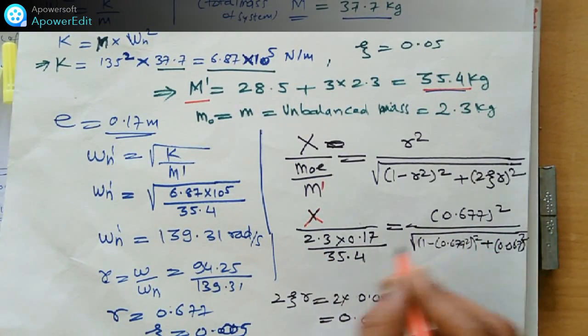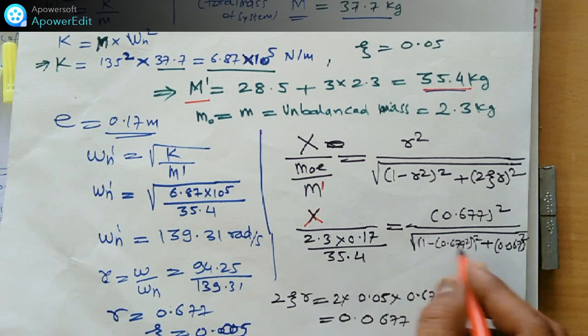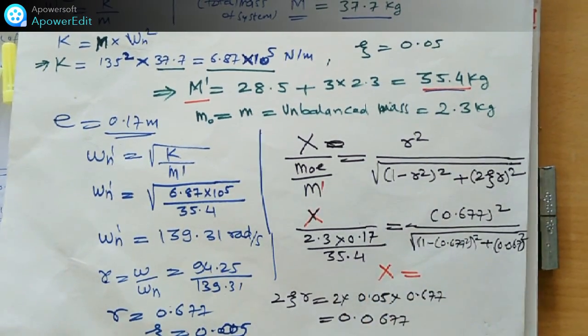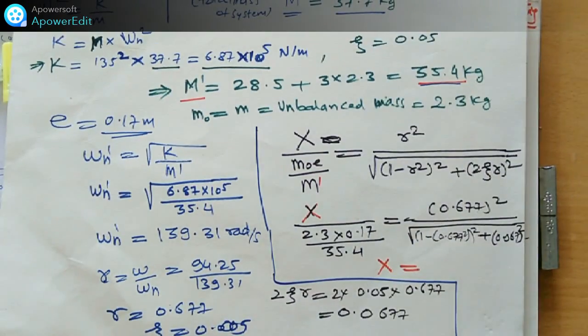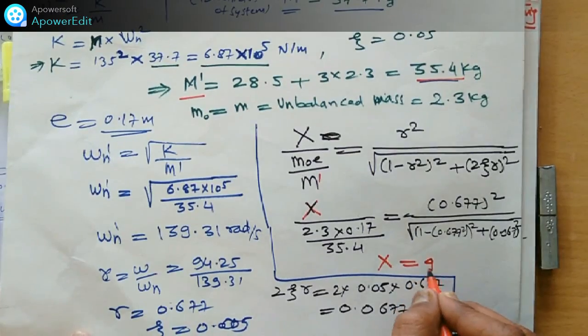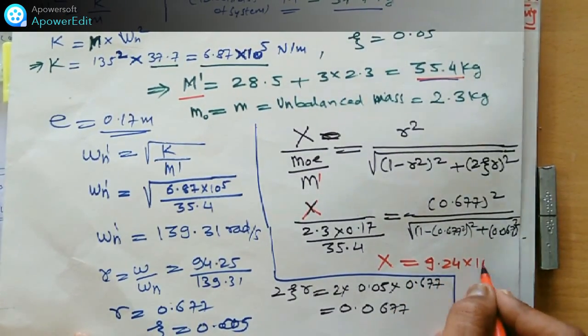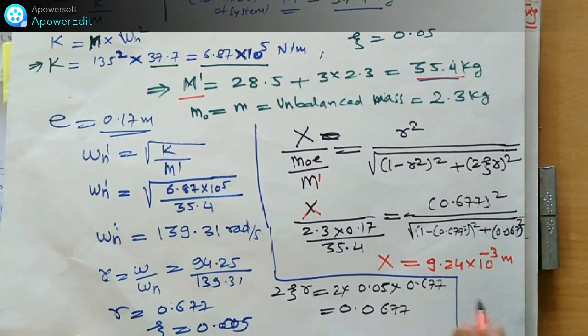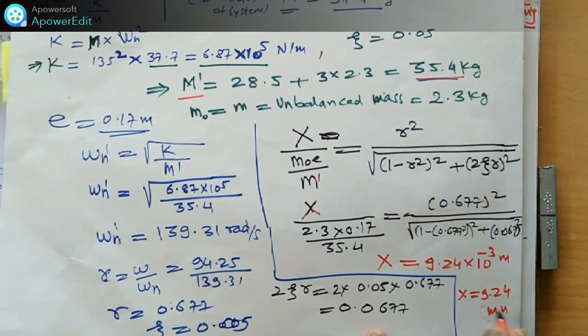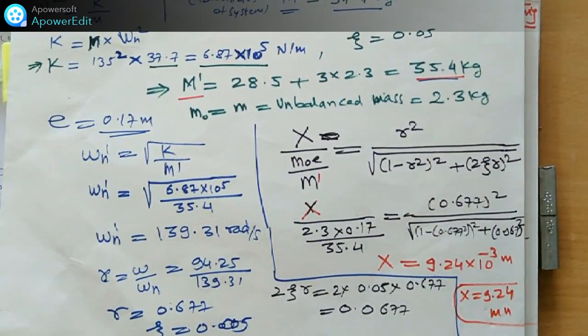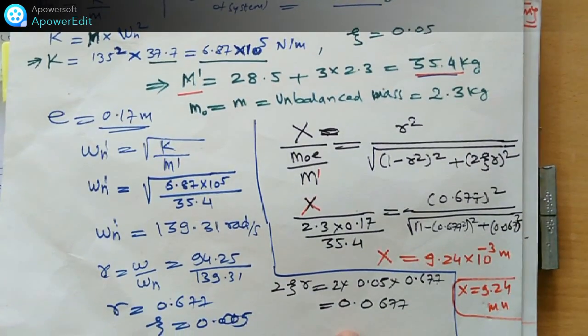So after solving this and putting it into the calculator, the value of x becomes 9.24 into 10 raised to minus 3 meter, or x is equal to 9.24 millimeter. This is the value of x. So friends, this is the amplitude when one of the blades falls down.